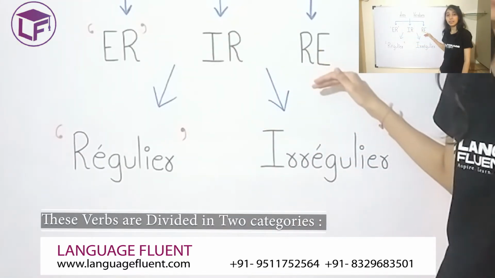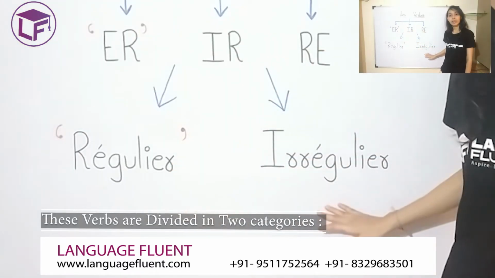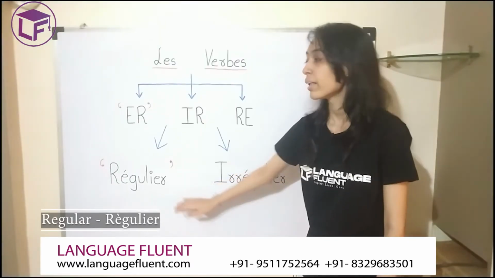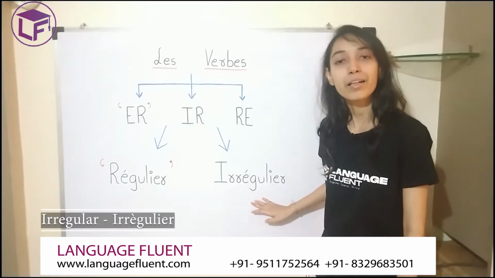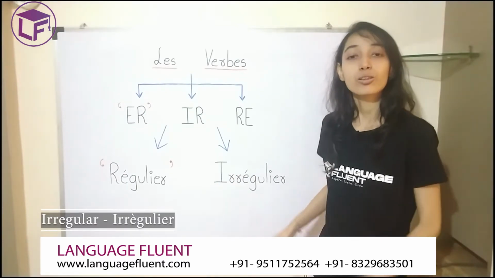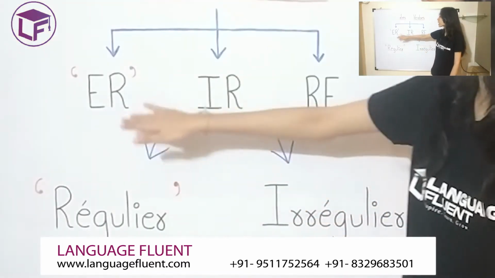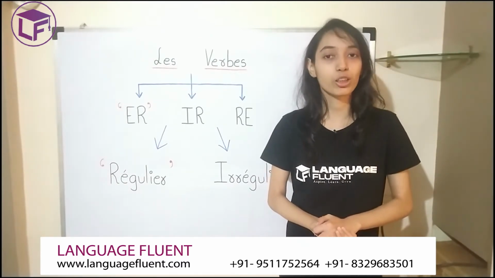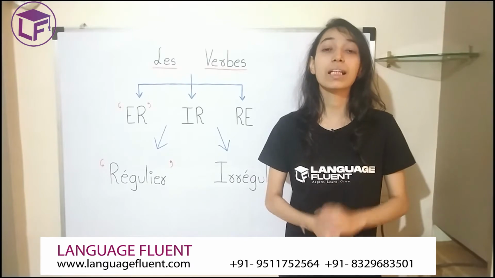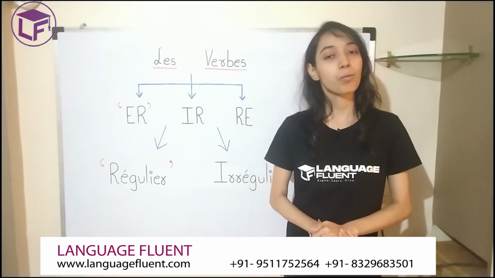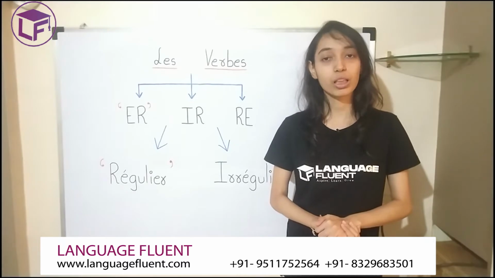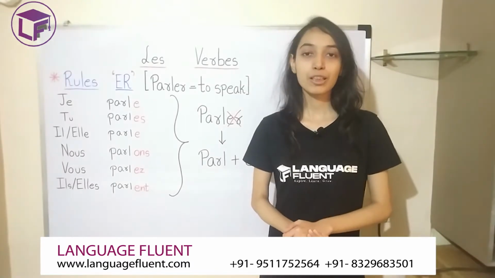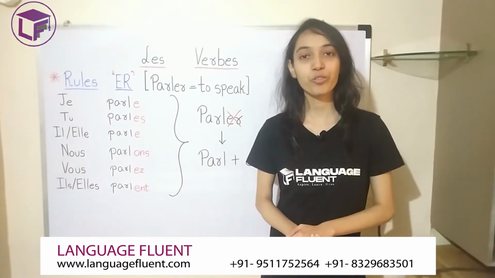They are further divided into regular and irregular verbs. Regular verbs are known as régulier, and irregular verbs are known as irrégulier. So today we will be just focusing on regular ER group of verbs. Now, along with that, we need to also focus on conjugation of verbs, as in French, we conjugate each and every verb to accord with the subject pronoun. So, to know the basic conjugation of regular ER group of verbs, do watch this video till the end. Now, let's look at the rules to conjugate regular ER group of verbs.